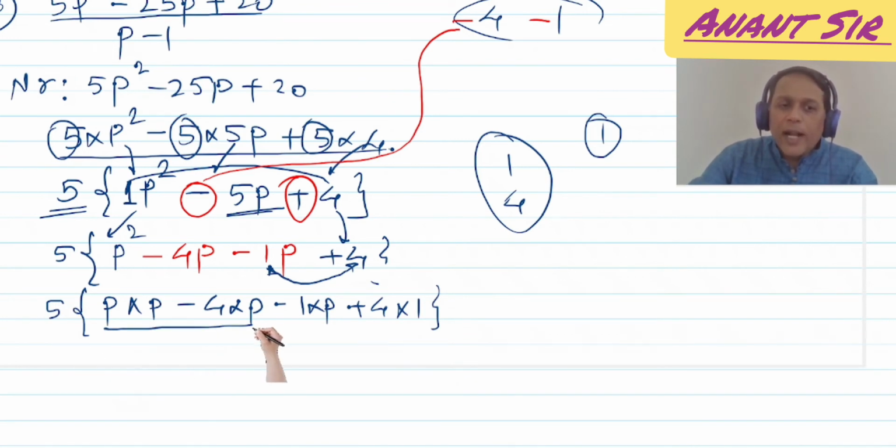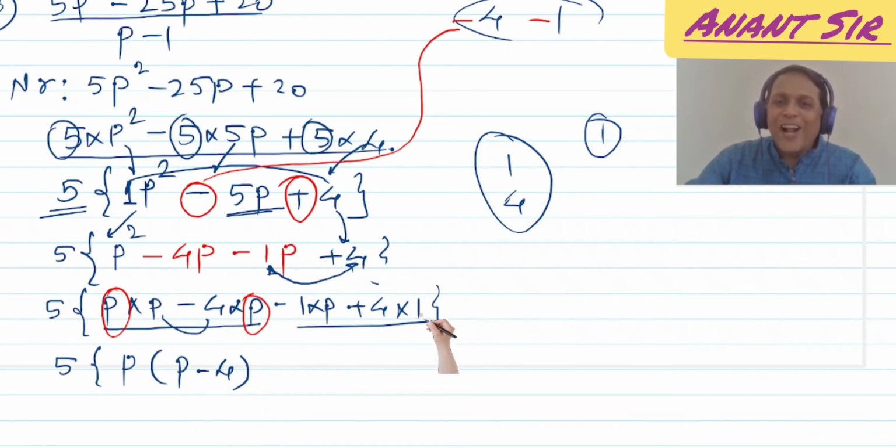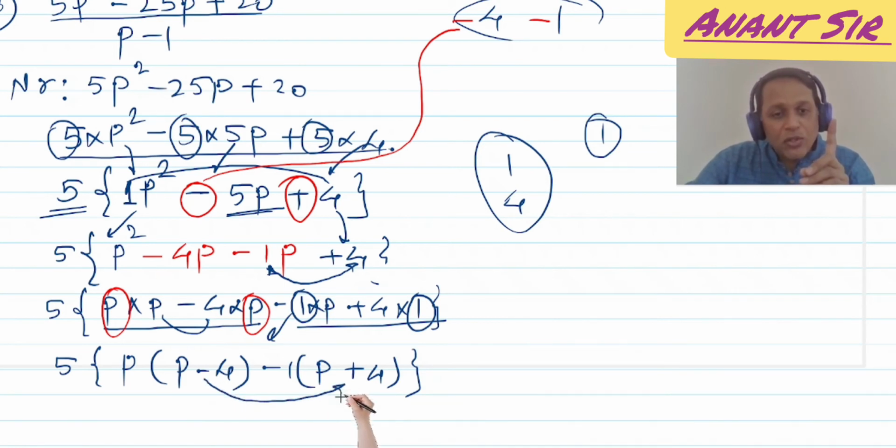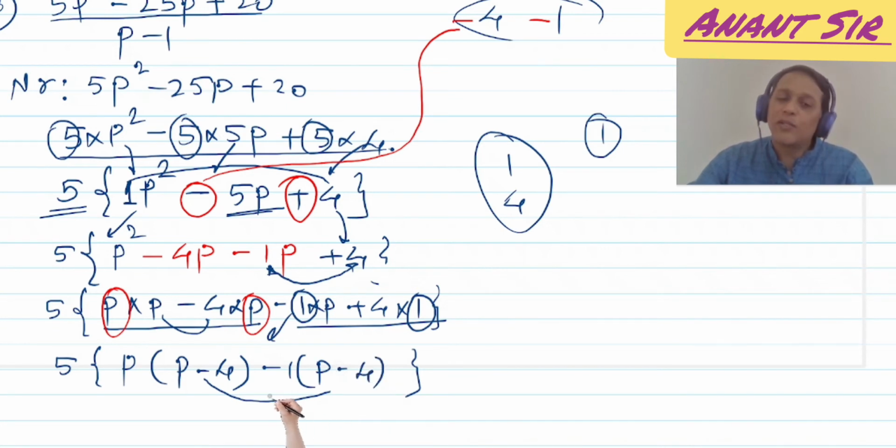So what can I take common from the first 2 terms? It is p. If I take p common from the first 2 terms, this 5 remains as it is, and what remains inside is p minus 4. And for the last 2 terms, I can take 1 common. What is the sign? Minus. So what remains is p plus 4. But I have told you the magic: whatever sign is in the first term, give it in the second term. So it will be p minus 4.